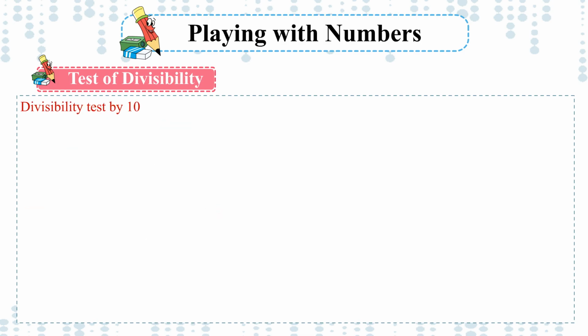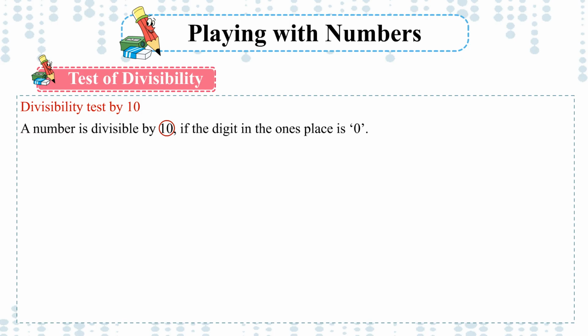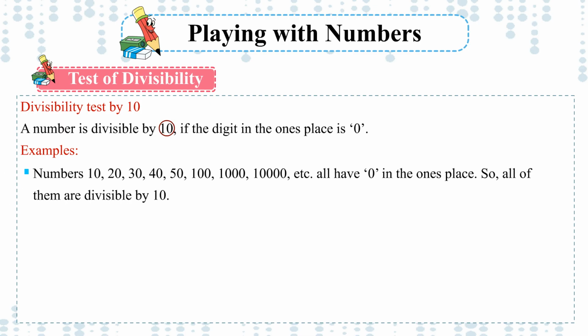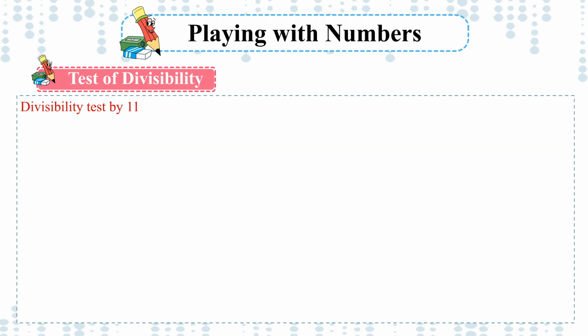Divisibility test by 10. A number is divisible by 10 if the digit in the ones place is 0. Examples: numbers 10, 20, 30, 40, 50, 100, 1000, 10,000, etc. all have 0 in the ones place. So, all of them are divisible by 10.